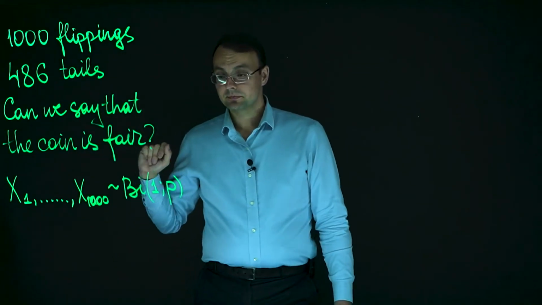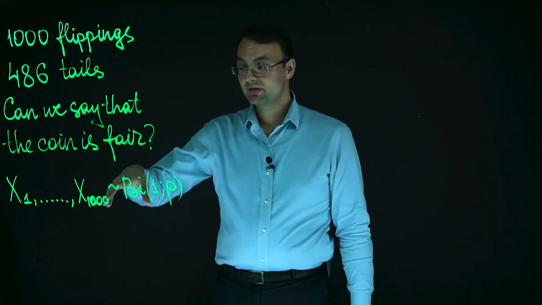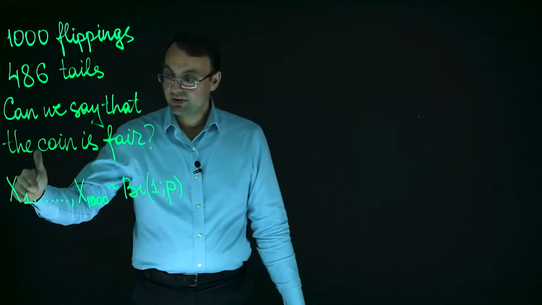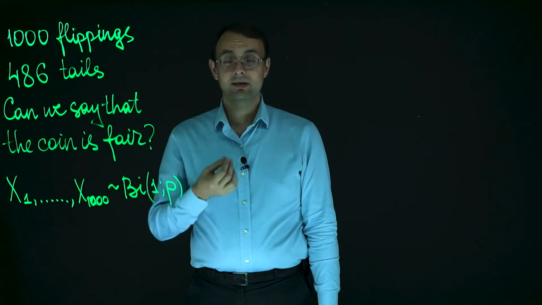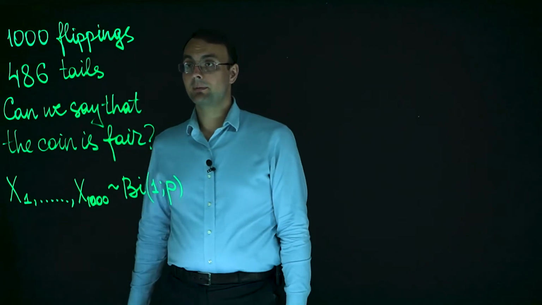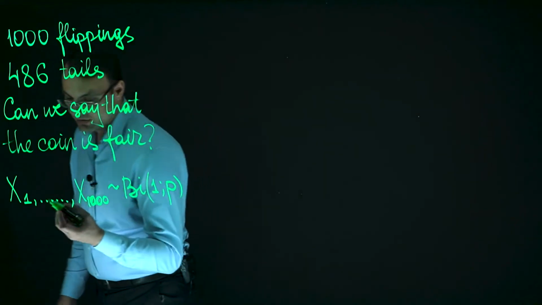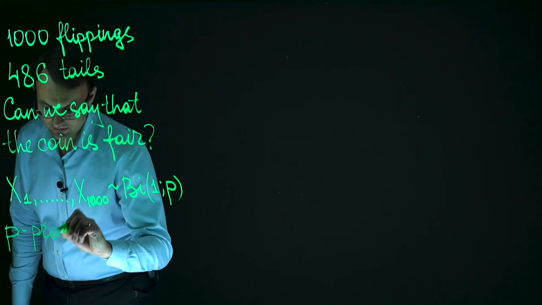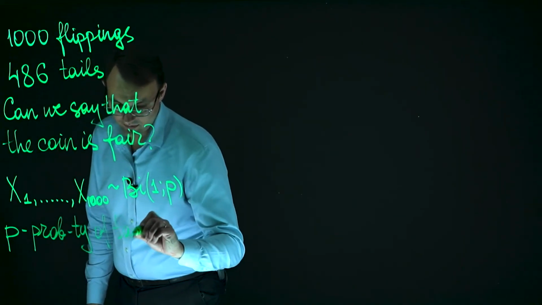That is why we can interpret each of these random variables as binomially distributed with parameters 1 and p. Each of these x's is a number of successes in a series of just one single trial. That is why we have 1 here. And p is the probability of success, the probability of getting tails.